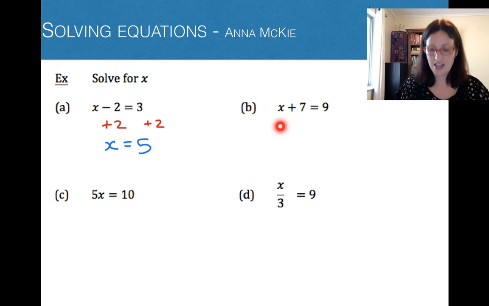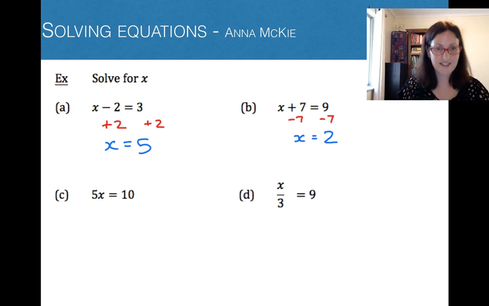Part B, x add 7 equals 9. The opposite of add 7 is subtract 7. So write that underneath and work that out. These have essentially cancelled each other out, so we are left with x on that side is equal to positive 2.